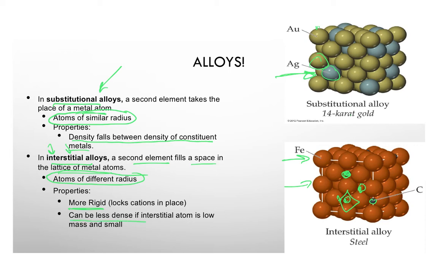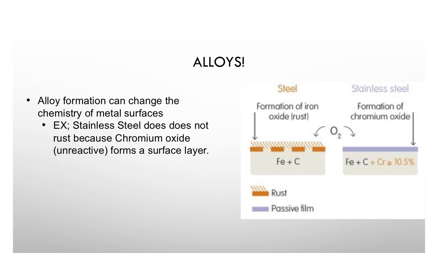It can also be less dense if the interstitial atom is low mass and small. That doesn't always happen, because sometimes you can have a high mass interstitial atom that has a very high density. So a small atom with a lot of mass is something you could put in there. In that case, the density may not change much. But again, if what you're putting in there is low mass and small, it can decrease the density of your steel alloy, of your interstitial alloy.